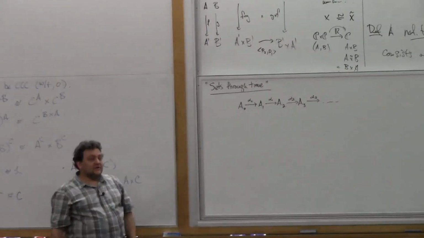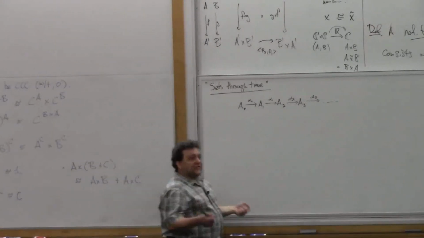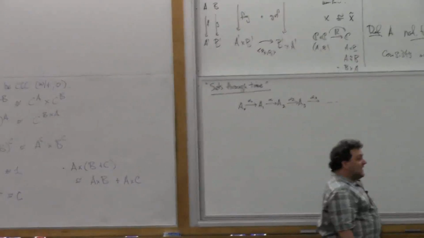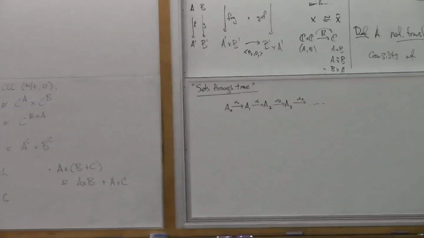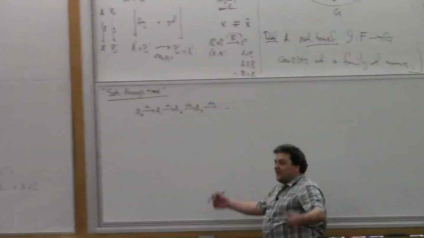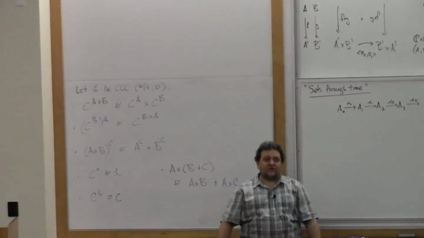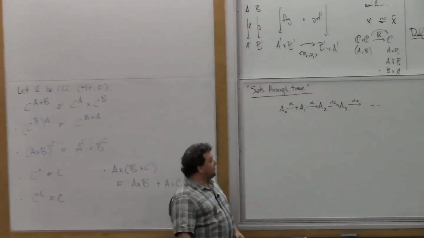I think it's a perfectly intuitive notion. And we'd like to be able to work with these things, with these sets through time. In particular, we'd like to make a category of sets through time. So one good way of making a category of sets through time, we want to make arrows between them. What should be a function between two sets through time?